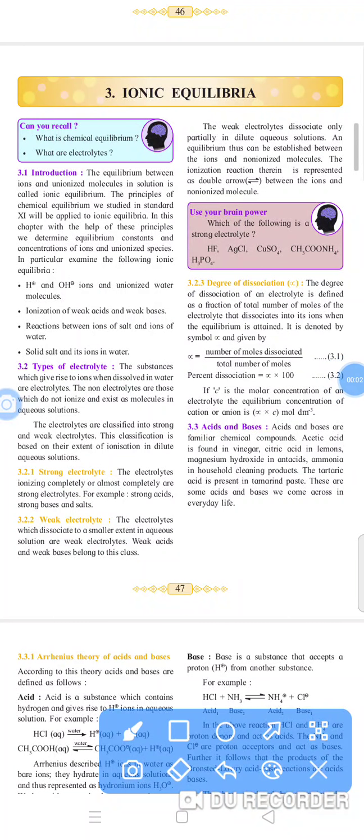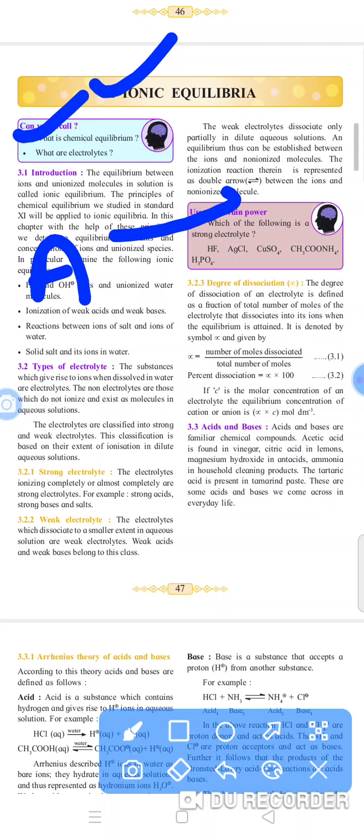Hello students, today we are going to study the third chapter, ionic equilibrium. First, I want to ask some questions. Can you recall what is a chemical equilibrium? What is chemical equilibrium? To understand chemical equilibrium, first see the reaction A gives B.